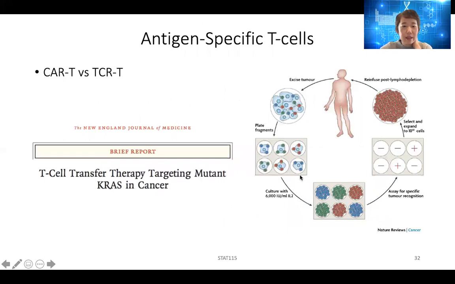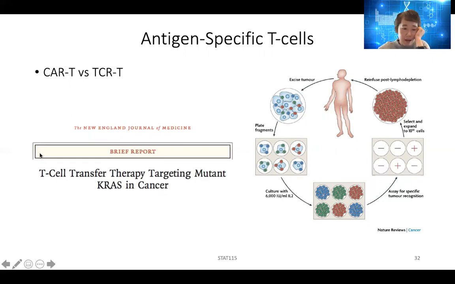So this is one study from Steve Rosenberg's group. They found a specific T cell receptor that is recognizing a KRAS mutation. KRAS mutations currently do not have a very good small molecule inhibitor because the enzymatic pocket for KRAS is on a flexible region. And so it's very difficult to develop a drug that perturbs the structure.